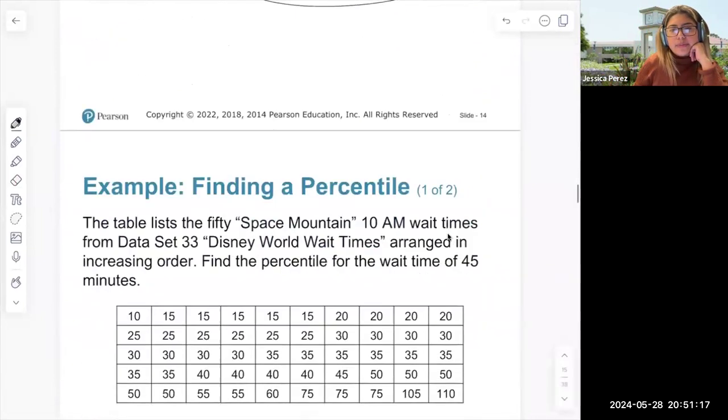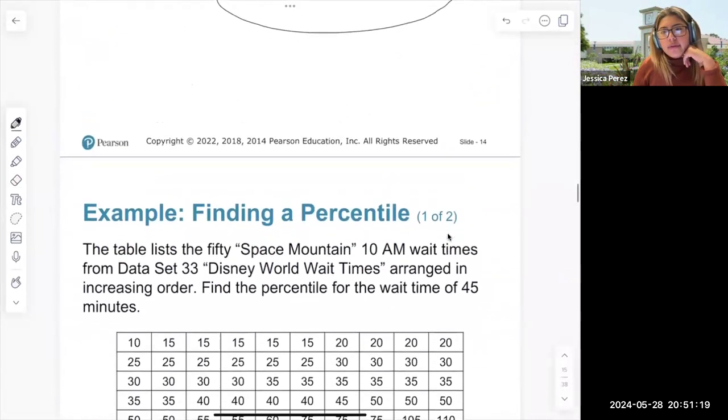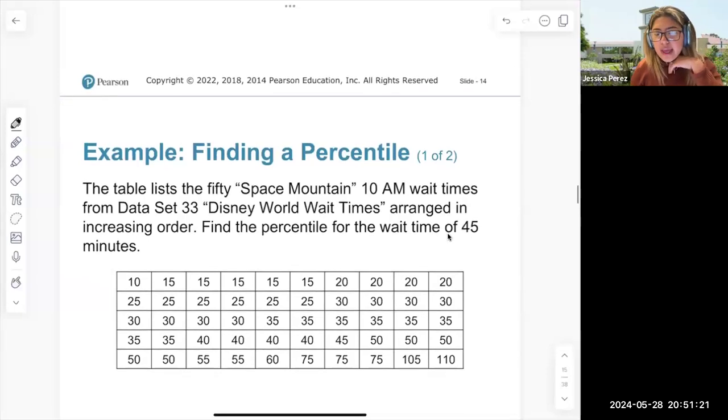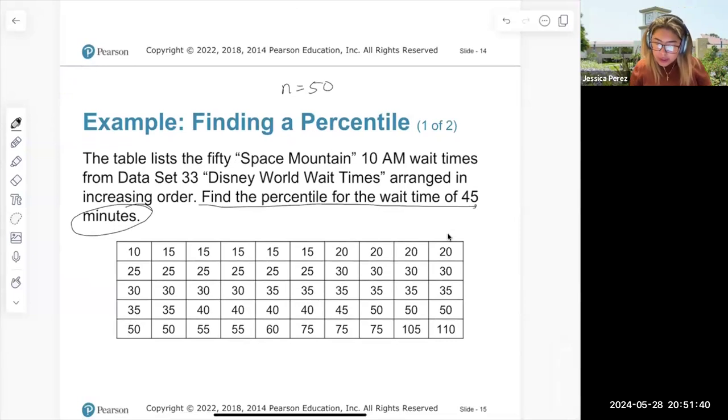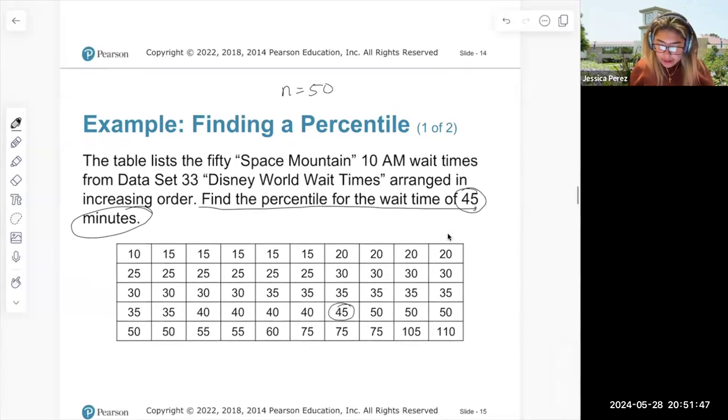And we're going to do an example. This is the table that we have. Notice that this is in order from the smallest to the greatest. The table has N, the total, of 50 values. The waiting times are arranged in order. We want to find the percentile for a waiting time of 45 minutes.